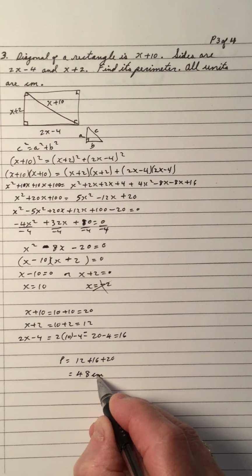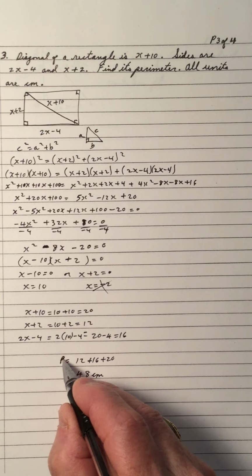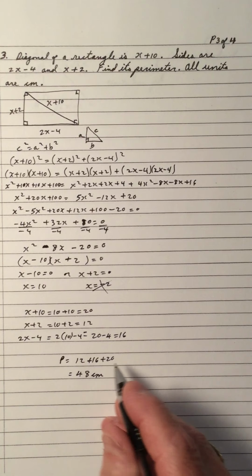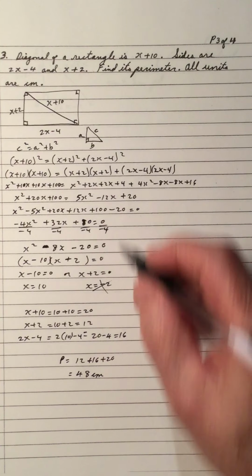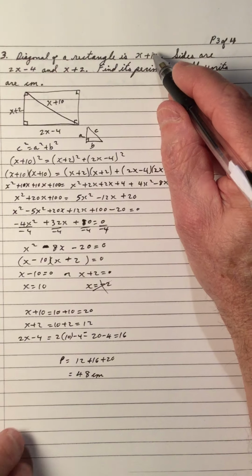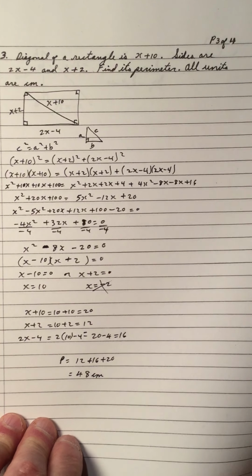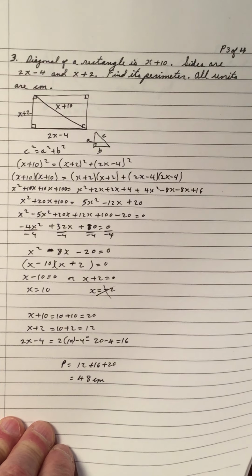And again, perimeter is in linear, 1 unit. The perimeter of this rectangle fitting this description is 48 centimeters.